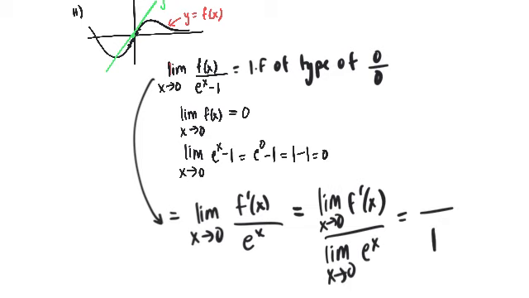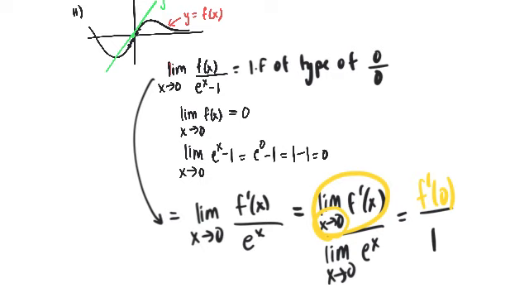The top, we have to remember that it goes back to continuity. Since f is continuous, f prime is continuous. If f prime is continuous, then the limit at a number is equal to the function value at the number. So I can say that that limit is equal to f prime of 0.